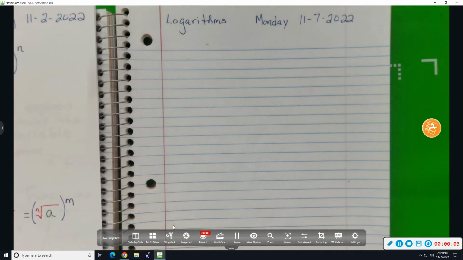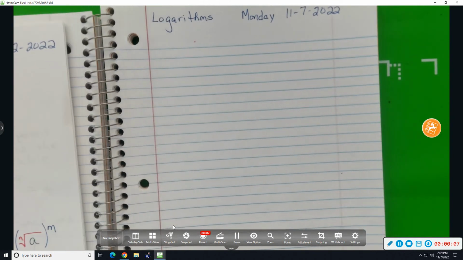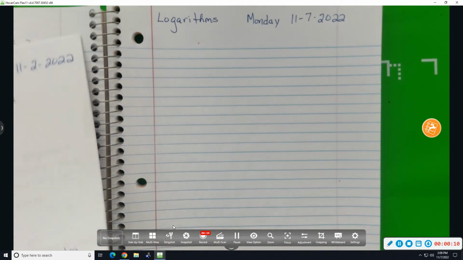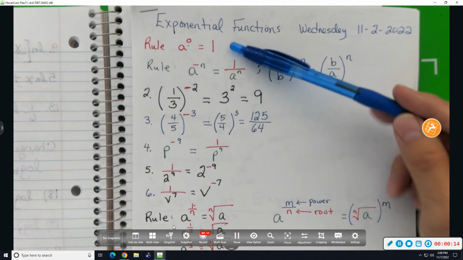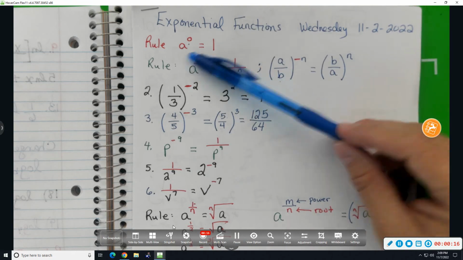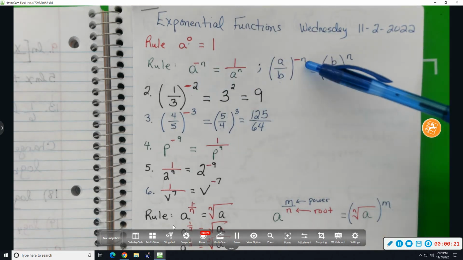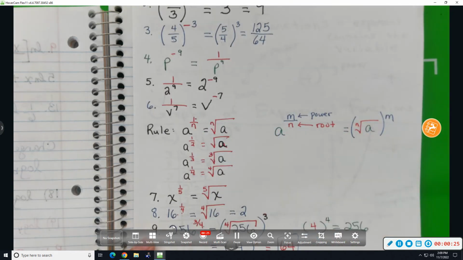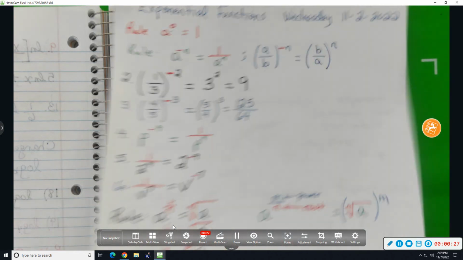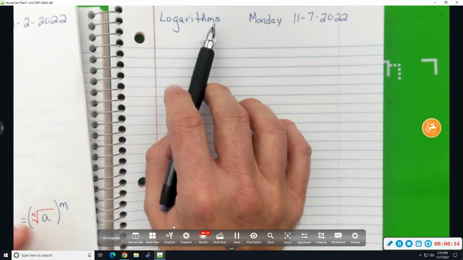Hello, today we're going to be discussing logarithms in math class. Before we started last week, we defined exponential functions and had some rules about exponents, like anything to the 0 power is 1. We defined negative exponents and fractional exponents, and that's what we did on Wednesday. The reason we did that is because logarithms are nothing more than exponents.